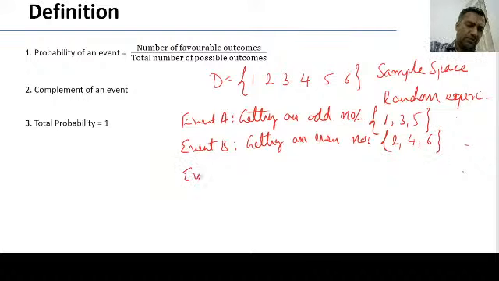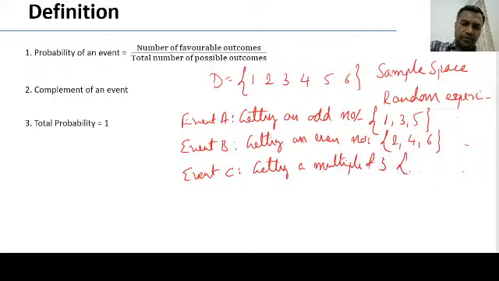Likewise, you can define many more events. You may say, I'll define another event: getting a multiple of 3. What are the outcomes in favor of it? 3 and 6. You may say, I'll define prime number. Do whatever you want. Many events can be defined here.